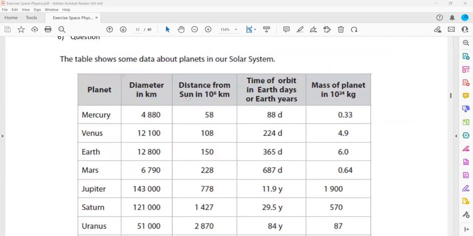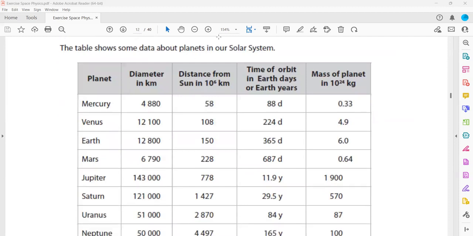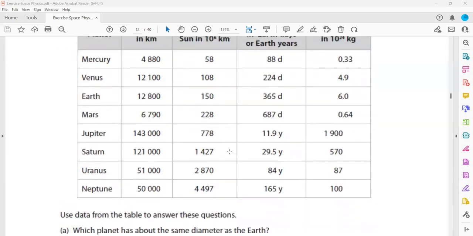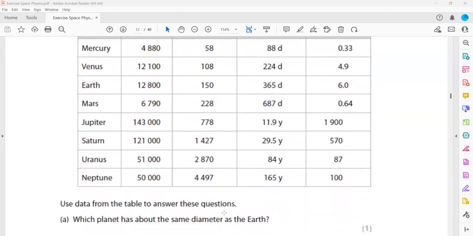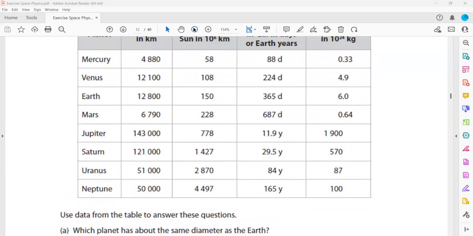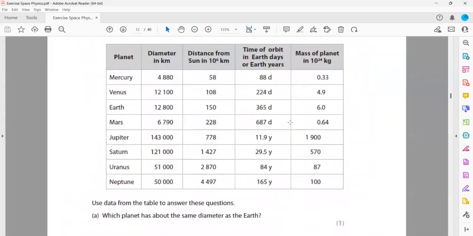In question 6, the table shows some data about the planets in our solar system. You don't have to memorize these values. It's too much, too many different variables. You should be able to analyze. Analyze means, like in the exam, you will have the table and you have to analyze the table and work out the pattern, or sometimes you have to write a missing value, orbital speeds, orbital time periods, or radius by using a formula. Use the data from the table and answer these questions. So as you can see, you just have to analyze the data and answer the question.